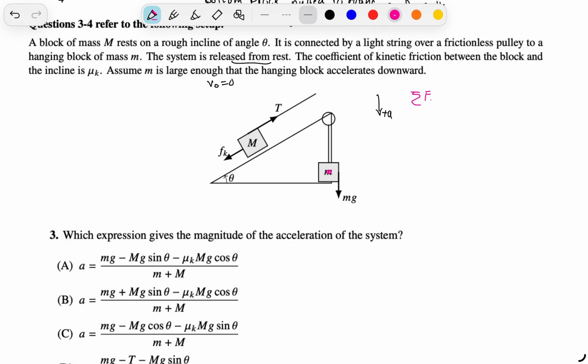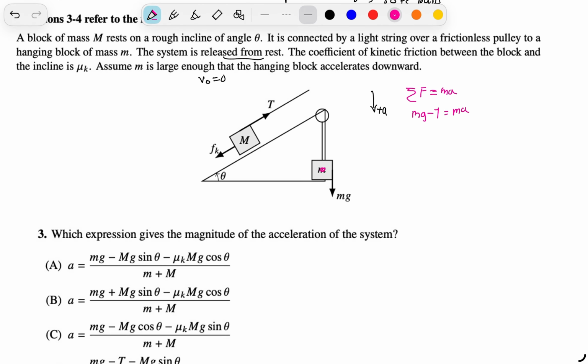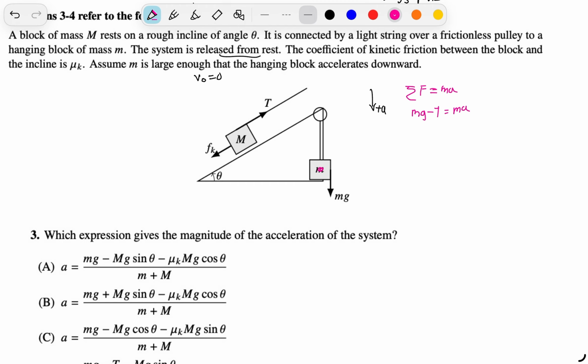So for this mass, we have F is equal to ma, and we have mg minus tension is equal to mass times acceleration. Well, we know that for the incline block M, we can also make our upward direction positive because you're just looking at this in one consecutive direction. Acceleration is just going in that clockwise direction. So for this side we have tension up the incline, and we have this negative frictional force, but we also are going to have a force of gravity.